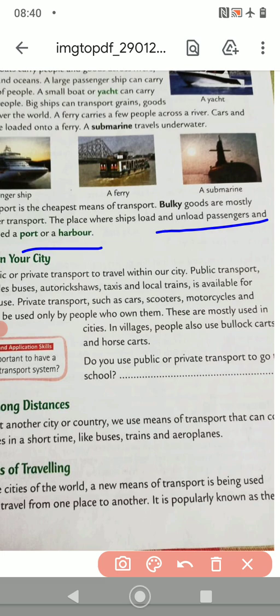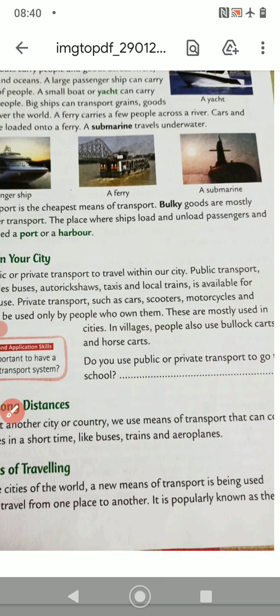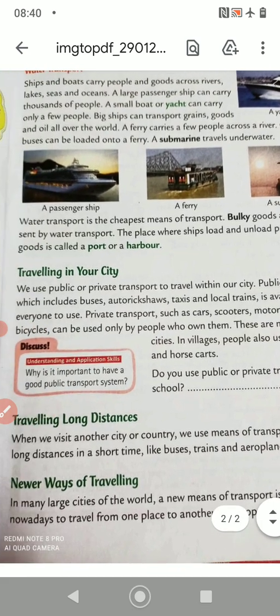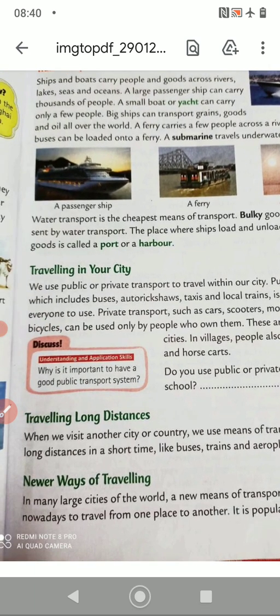So here we learnt about air transport, water transport, and land transport. Now children, you have to draw 2 land transport, 2 water transport and 2 air transport in your notebook. Once you finish watching this video, I'll send you the question answers. Each means of transport should have 2 drawings.